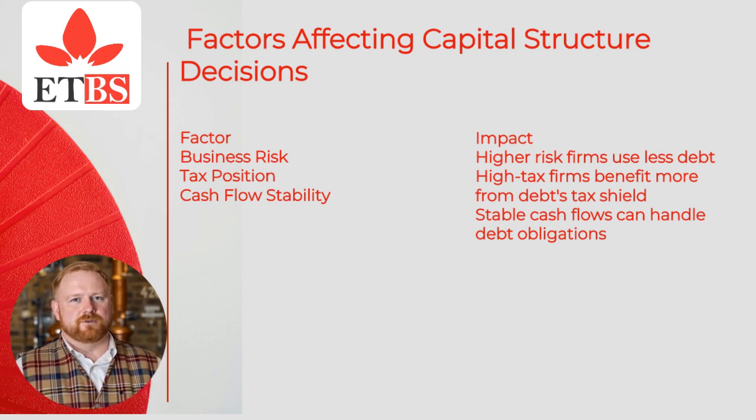Factors affecting capital structure decisions. In this course, we will be using factor and impact in our table. First, business risk: higher risk firms use less debt. Second, tax position: high tax firms benefit more from debt's tax shield. Third, cash flow stability: stable cash flows can handle debt obligations. Fourth, company size and industry.